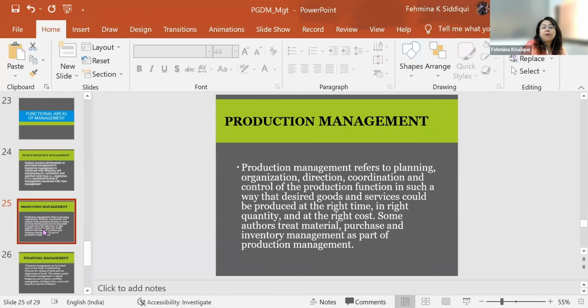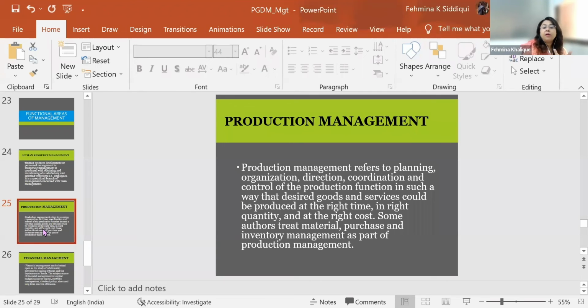Next is the production department. So production management refers to planning, organizing, directing, coordinating, and control of the production function in such a way that desired goods and services can be produced at the right time, right quantity, and right budget. Okay, so basically what is production? Where the production is taking place. For example, in a car manufacturing company, the floor where the various parts of a car are being made is called the production department, where the product or service is being produced. That is called the production department.